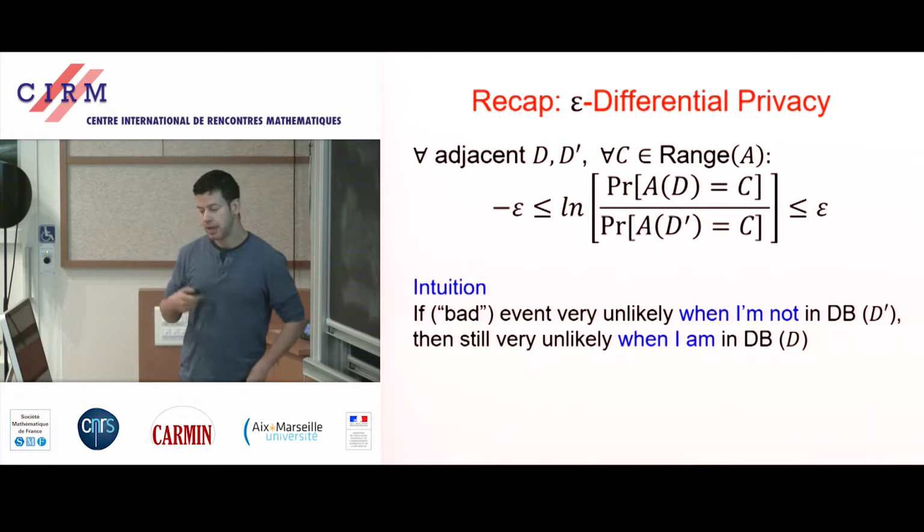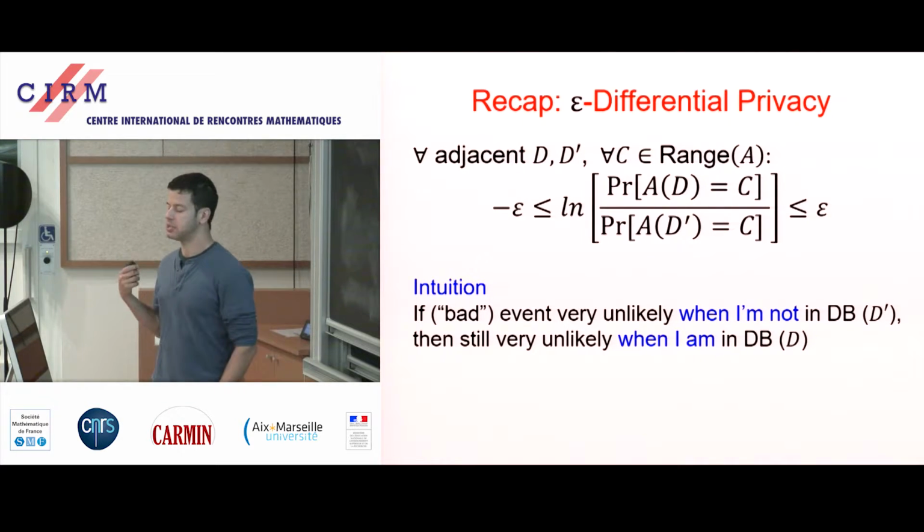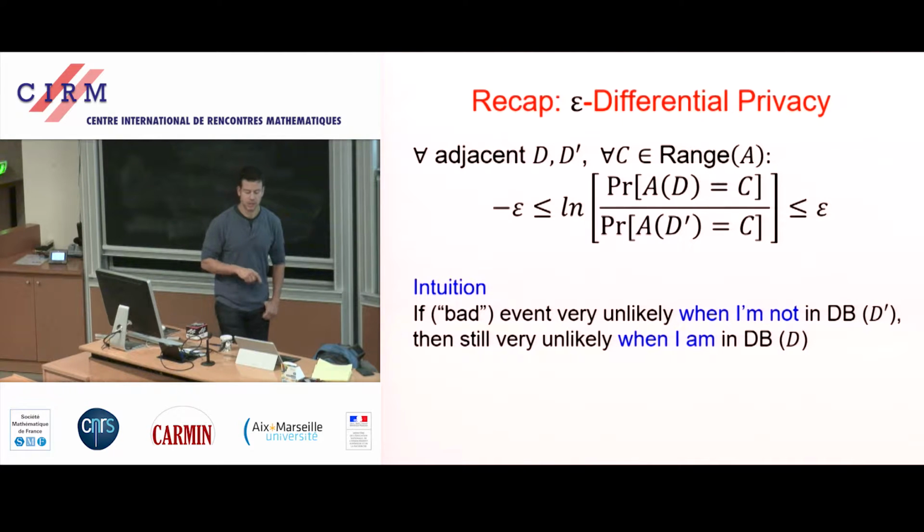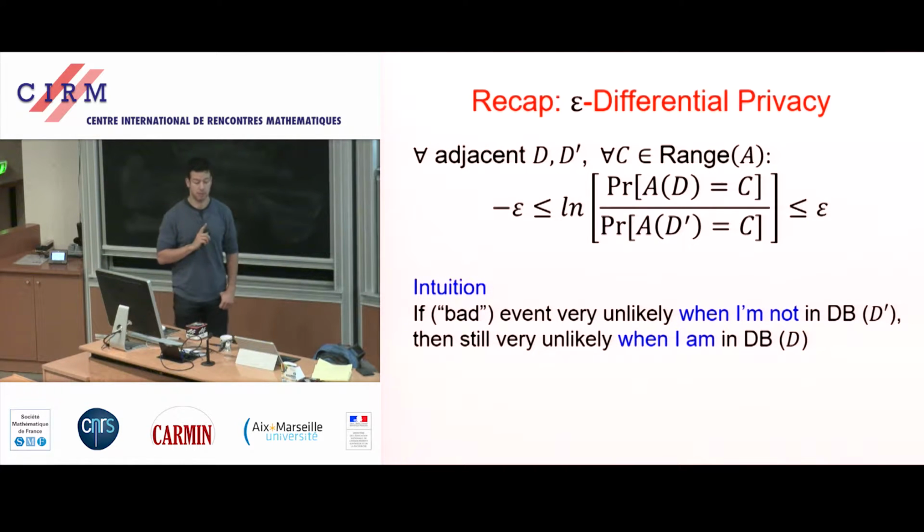Okay, and then we had the definition of the relaxation, the epsilon delta differential privacy, and I want to present an equivalent but slightly different formulation from what I told you yesterday.